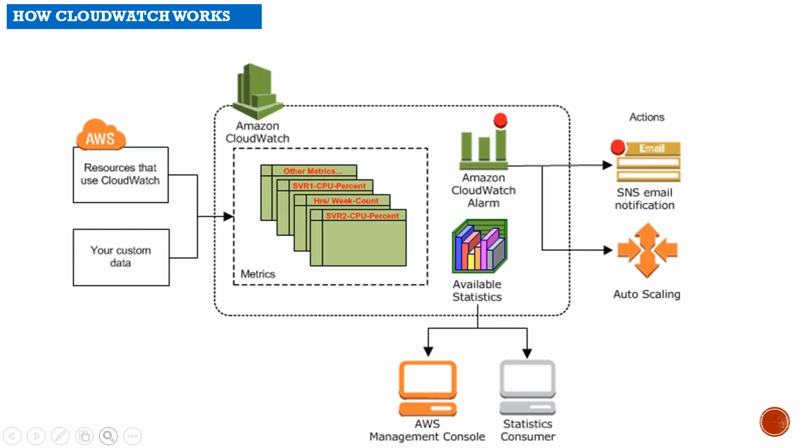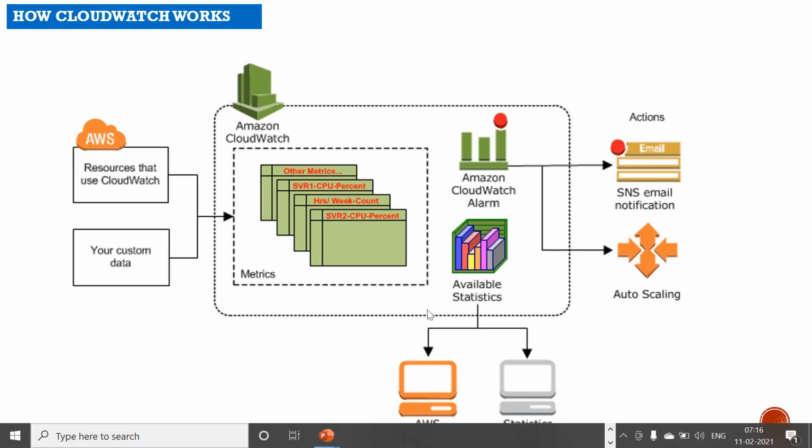So this is how exactly CloudWatch works. In AWS, you can see that these are some different resources which use CloudWatch. Hold on. Yeah, so these are resources that use CloudWatch. This can be an EC2 instance, this can be your EBS volume, this can be your load balancer, this can be any other resource for that matter. Okay, and there is some custom data also.